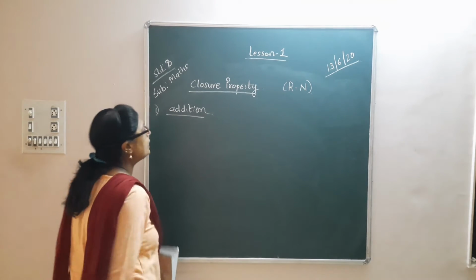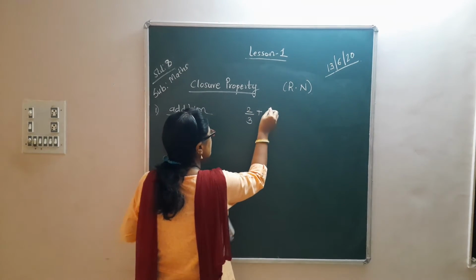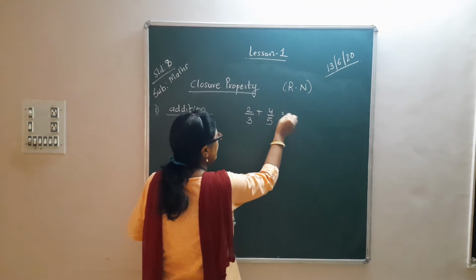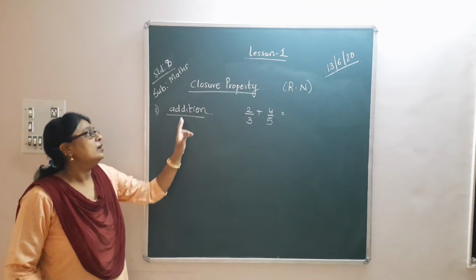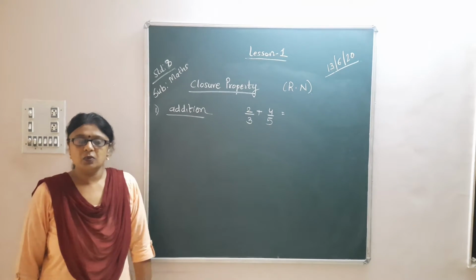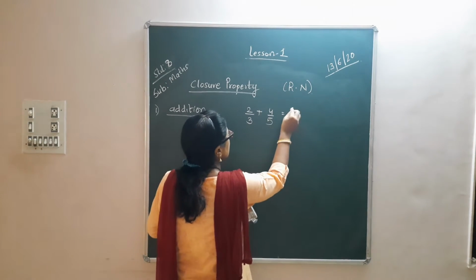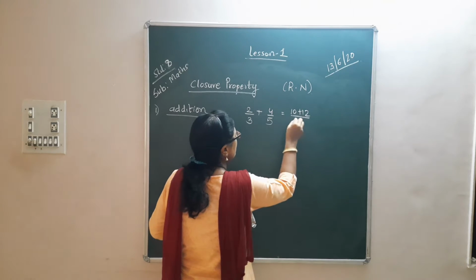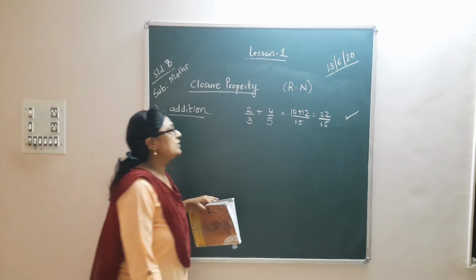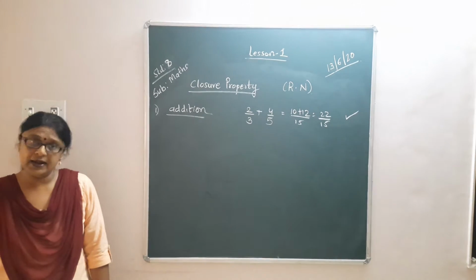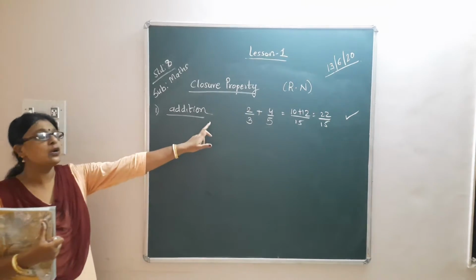Is it true for addition? Suppose I say 2 upon 3 plus 4 upon 5. When you add two rational numbers, will the answer be a rational number? Yes, 5 2s are 10 plus 12 upon 15, that is equal to 22 upon 15. So yes, it is closed under addition. So closure property for rational numbers, it is closed under addition.